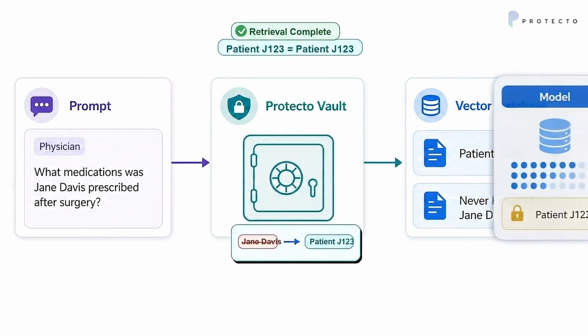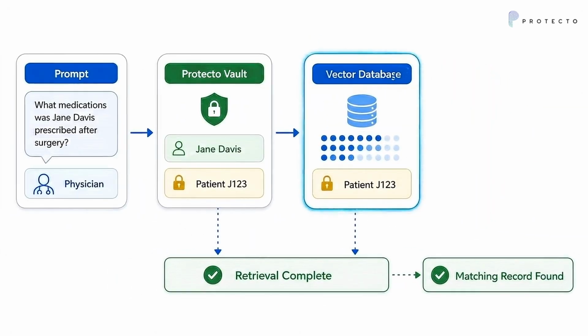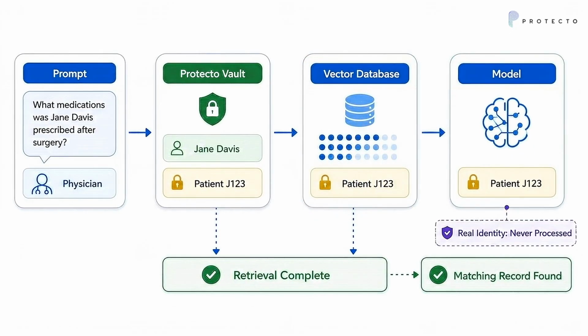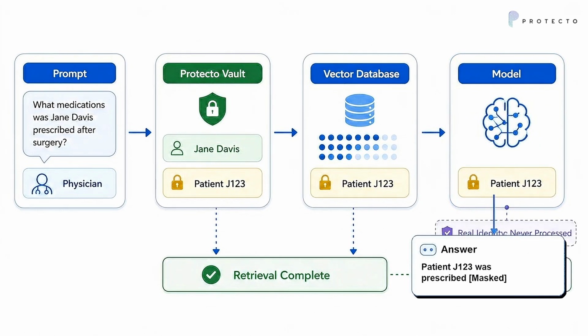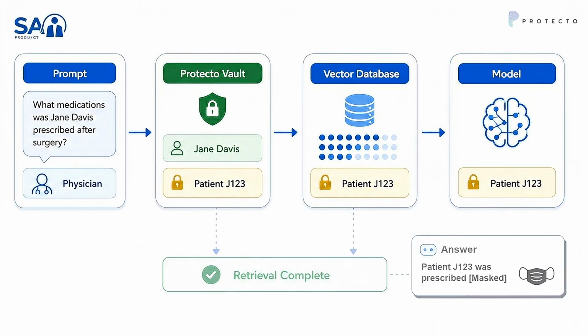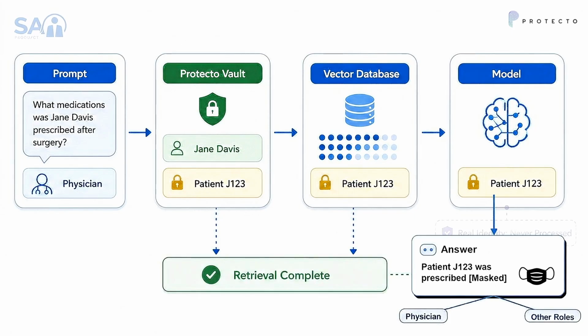The model generates its answer from masked context only. It never processes Jane Davis's real identity at any point in the loop. So the answer that comes back is still wearing a mask. Whether Jane Davis's real name ever gets put back on it depends on exactly one thing: who's asking.